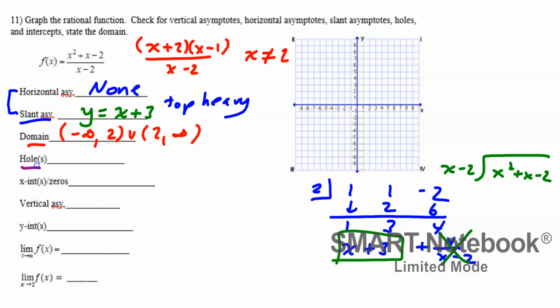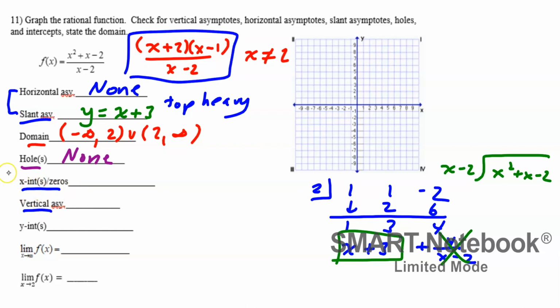This function, what's interesting here is you ask yourself, are there any holes? Well, if you look to see how I factored it up here, nothing cancels out, even though it's tempting to cancel out x plus 2 and x minus 2. So because nothing cancels, there are no holes. But there are still going to be x-intercepts and vertical asymptotes. This is the most reduced version of your polynomial.